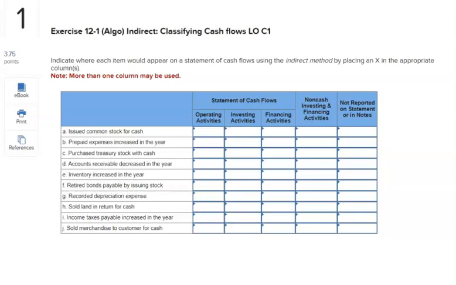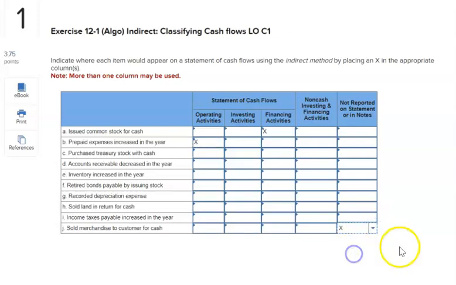Like, for instance, issued common stock for cash, right? You'll put X for a financing activity. A couple of things that I thought were tricky is because they say it's the indirect method. Okay, so prepaid expenses, well, actually, we know that's the operating activities. That's not the one. Let's see, where's one that I thought was difficult? Okay, sold merchandise to customer for cash, right? We don't show that anywhere on our statement when we prepare it using the indirect method.